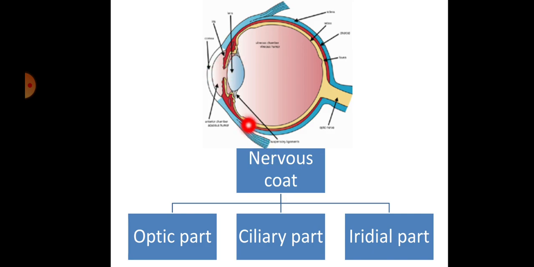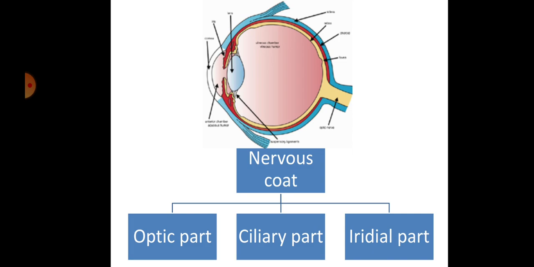The optical part is the complete one, which is posterior to the choroid. The ciliary part is posterior to the ciliary body, and the part posterior to the iris is called the iridial part. The iridial part and the ciliary part are both insensitive to light because they are non-nervous tissue, but the optical part is sensitive because of the presence of nervous tissue, and photoreceptors are present in this area. We are going to discuss the details one by one.